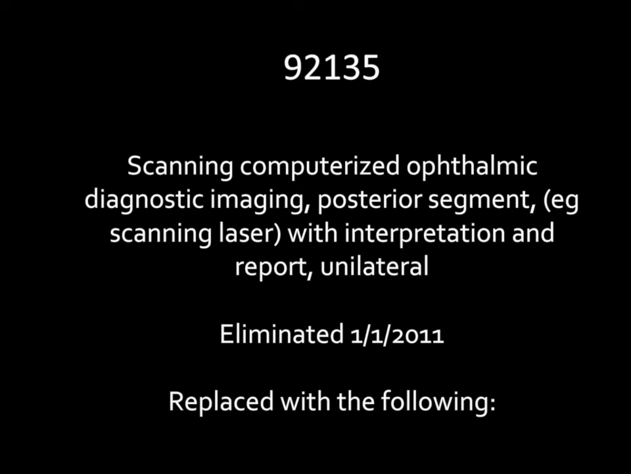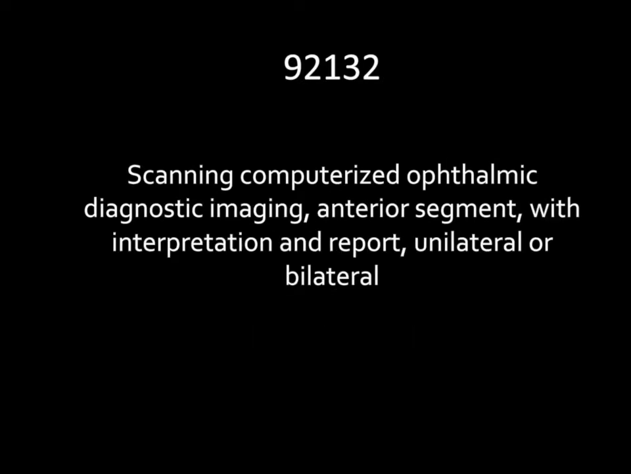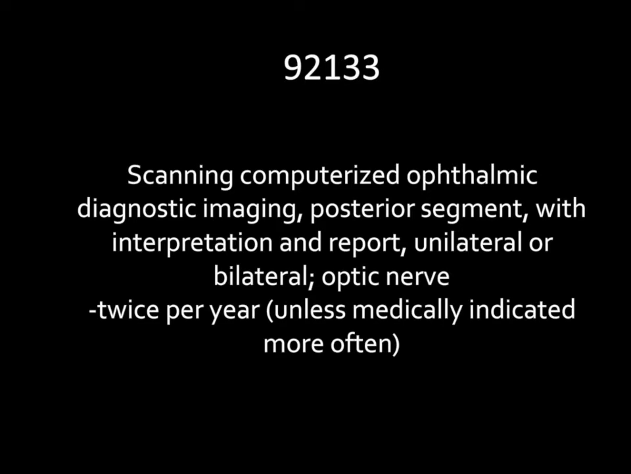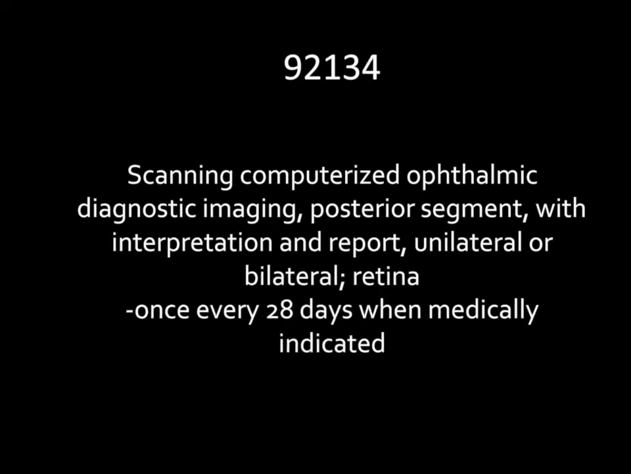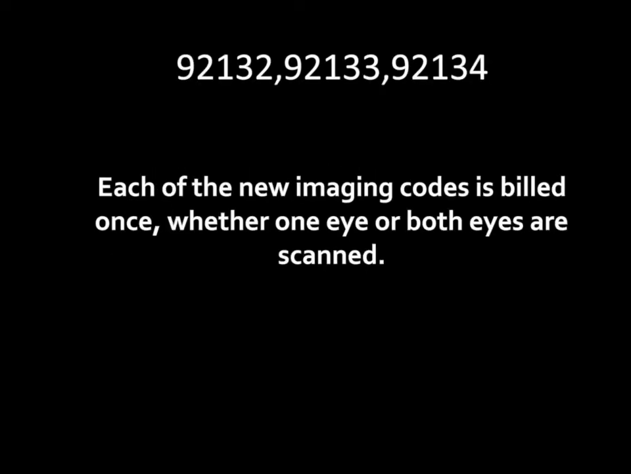Well, this is a code that was eliminated in January of 2011, the 92135, which was coded each time we actually scanned with the OCT. And it was replaced with two codes: 92132, which is anterior segment imaging, and they added that one, which wasn't available previously. 92133 is a scan of the optic nerve, and 92134 represents either a unilateral or a bilateral scan of the macula or the posterior pole. Now, what's interesting is that each of these codes is billed once, whether or not you actually scan one eye or both eyes.